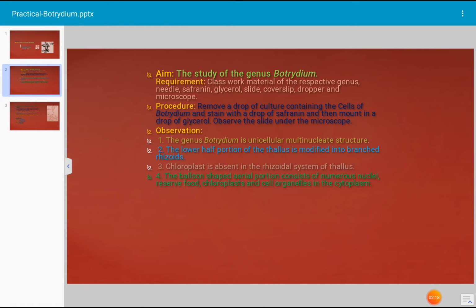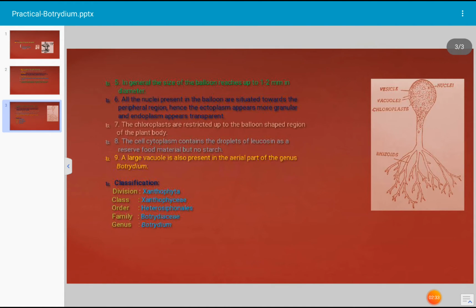The balloon shaped aerial portion of Botrydium consists of many nuclei, reserve food material, chloroplasts and cell organelles which are distributed in the cytoplasm. In general, the size of the balloon reaches up to 1 to 2 mm in diameter. Here, you have to observe the distribution of nuclei. All the nuclei present in the balloon shaped structure of Botrydium are situated toward the peripheral region.